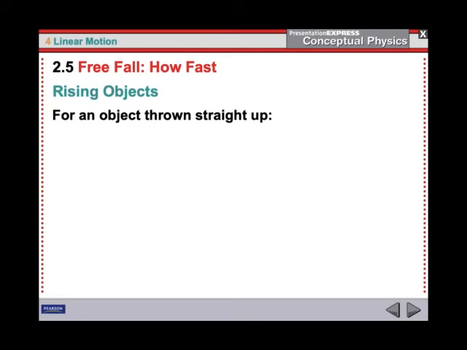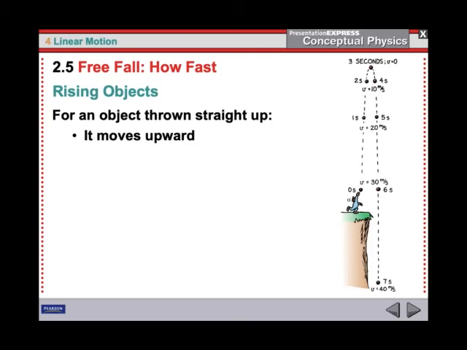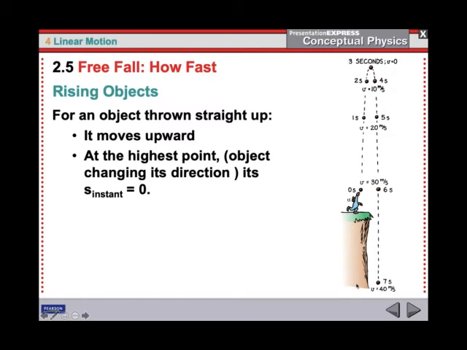For an object thrown straight up, here's kind of a cool thing. Yes, I know this is like brand new to you. For an object that's thrown straight up, it moves upward. Oh my gosh, how crazy is that? So here's my husband Bob on a cliff, and he's throwing a cantaloupe up in the air, and it goes up for a little ways, and then it kind of stops a wee bit, and then it falls down past him on the cliff. So at the highest point, the object is actually changing directions.